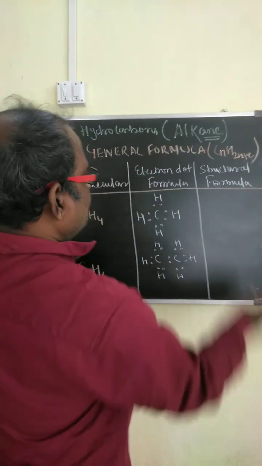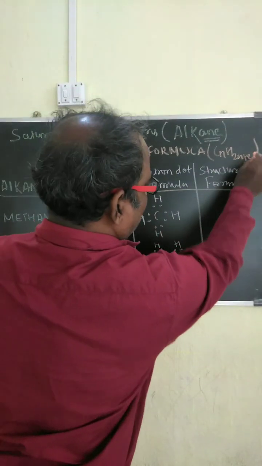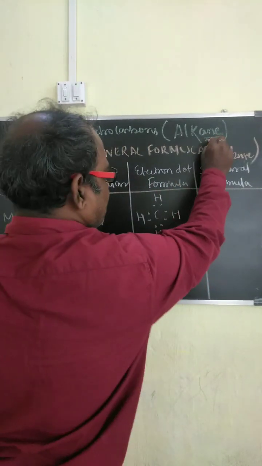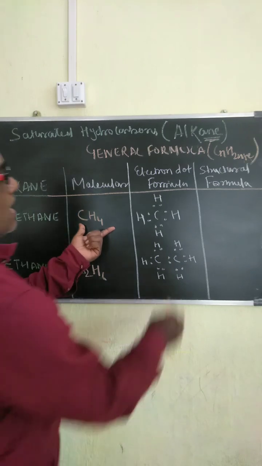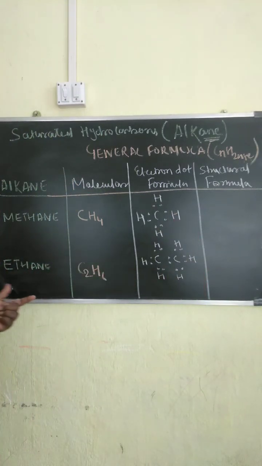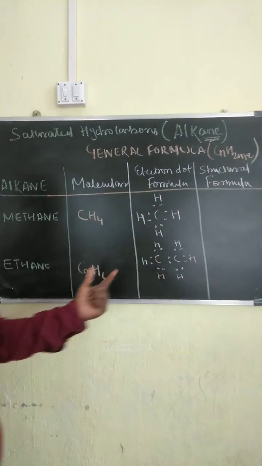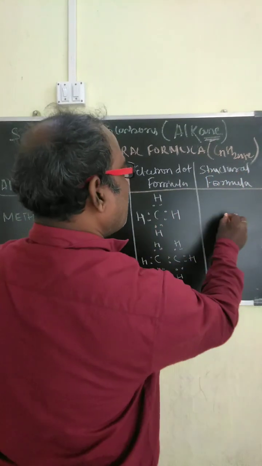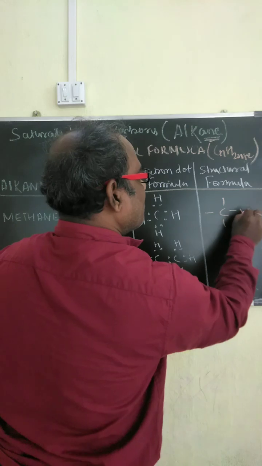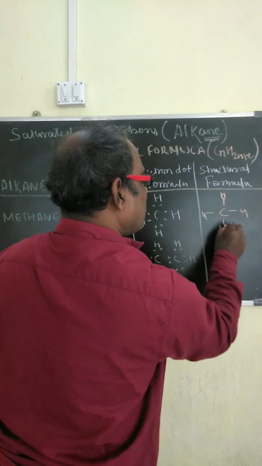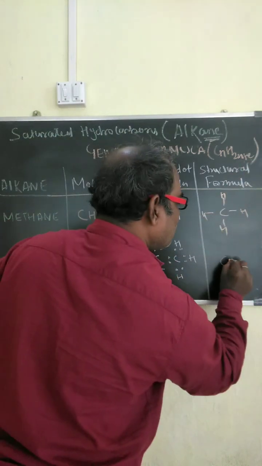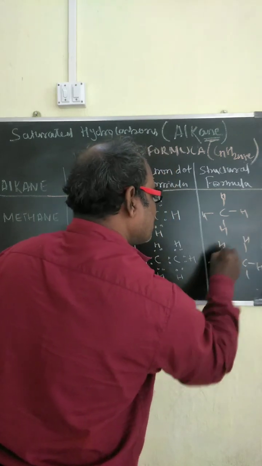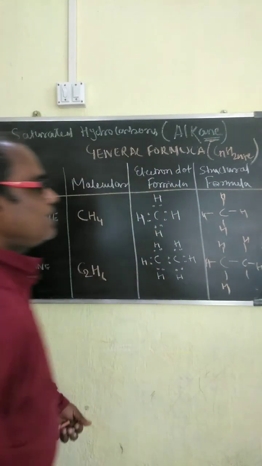Here it is alkane and the general formula is CnH2n+2. If you put n equals 1, we get methane. The suffix is ane, so we get methane CH4, and the dot structure we have to do in this way. And if you put n equals 2, we get C2H6, which is ethane. So the dot structure is this. And the structural formula of methane, you write down in this way, single covalent bond, and here ethane, we having 2 carbon, so we are going to write down in this way. So this is the structural formula of methane and ethane.